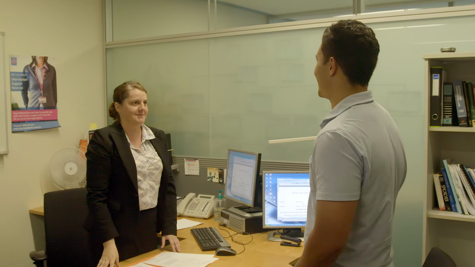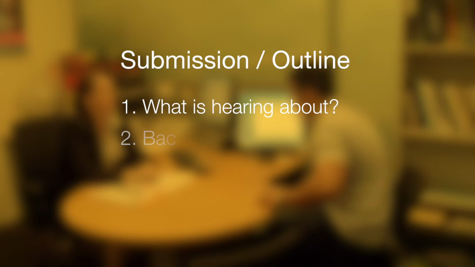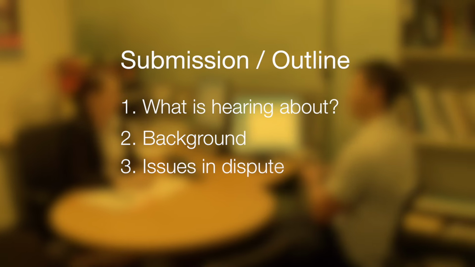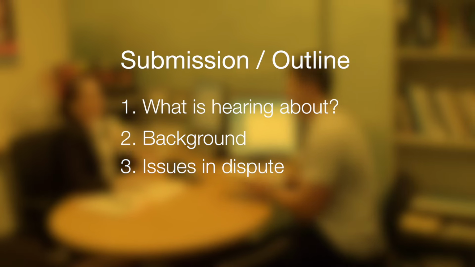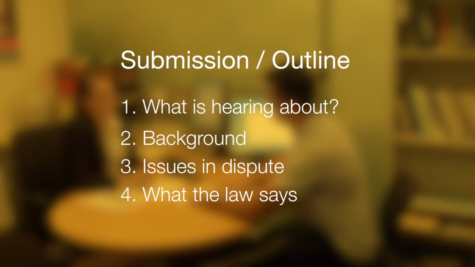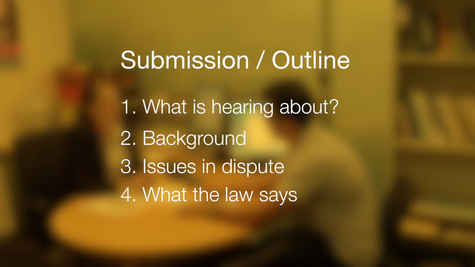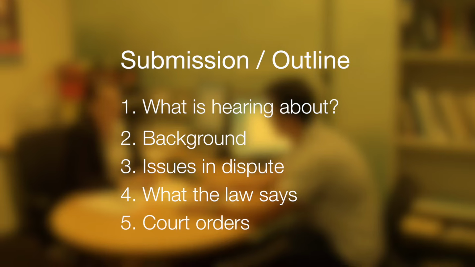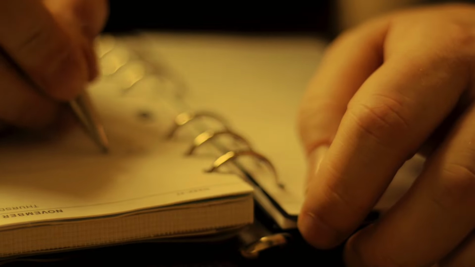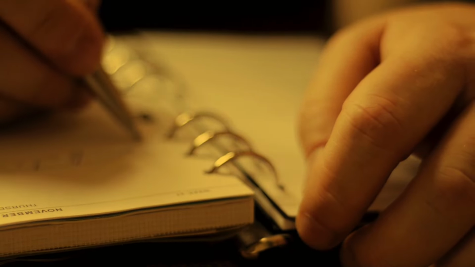Generally, written submissions are organised around these questions. What is the hearing about? What are the key background facts that are relevant? What issues are still in dispute? You may like to go back and see video 3 for more on this. What does the law say? This includes any legislation or relevant cases decided by the court. And what court orders do you want? Preparing written submissions helps you organise and focus on your key points, and take some of the stress away from trying to remember all of your arguments.